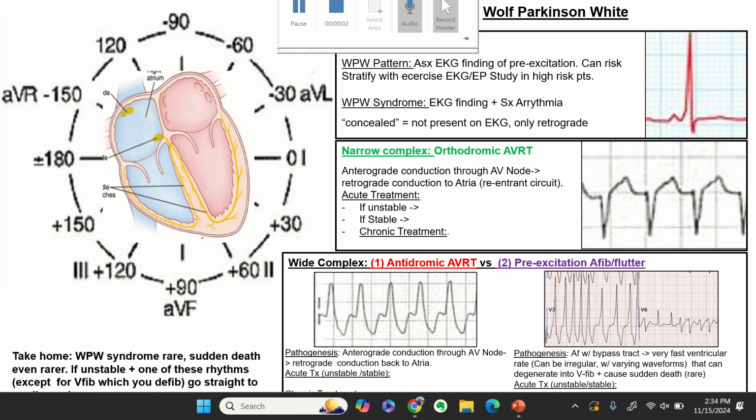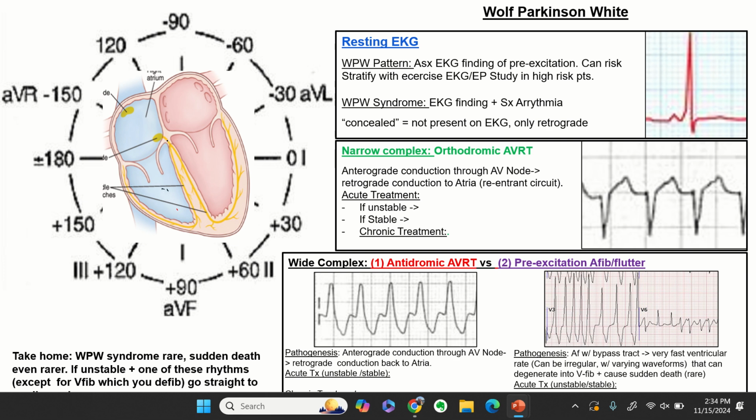All right, so today we're going to be talking about Wolff Parkinson White. This gave me a lot of confusion when I was a student as well as a resident, so I wanted to kind of clarify some of the pathogenesis of it, some of the arrhythmias you can get from it, as well as the treatment subsequently for Wolff Parkinson White syndrome.